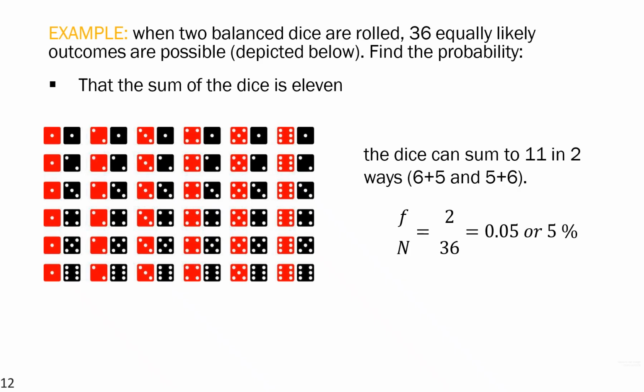Here's another example. When two balanced dice are rolled, 36 equally likely outcomes are possible, and they're depicted in this picture here. Find the probability that the sum of the dice is equal to 11. So the dice can sum to 11 in two different ways, 6 plus 5 or 5 plus 6. So that means our number of ways the event can occur is two, over the total number of possible outcomes, which is 36. And so the probability that the sum of the dice is 11 is roughly 5%.